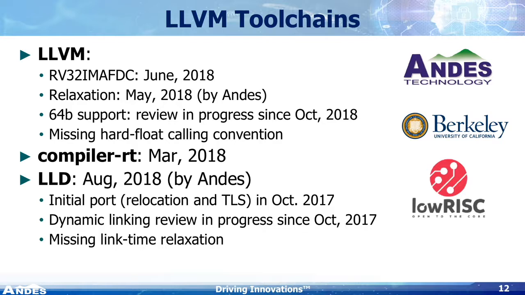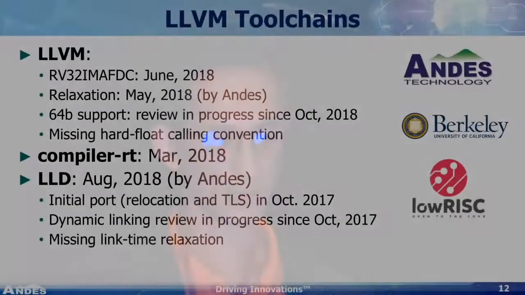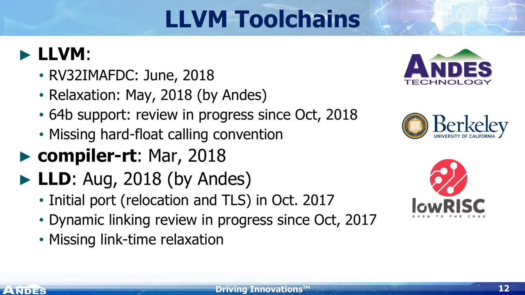And Andes is also active in the LLVM compiler. We donated the first workable compiler with an optimizing set. Then we can work closely with LowRISC to push that, and also a little bit with Berkeley. Right now LLVM 64-bit support is in the review process, but they're still missing the half floating point number calling convention, though it's already very good for the integer part. The compiler, the runtime, and also LLD, the LLVM linker, which Andes can also donate a port of, and its initial set already supports non-Linux environments, so it continues going down the road. Dynamic linking is right now in the review process.